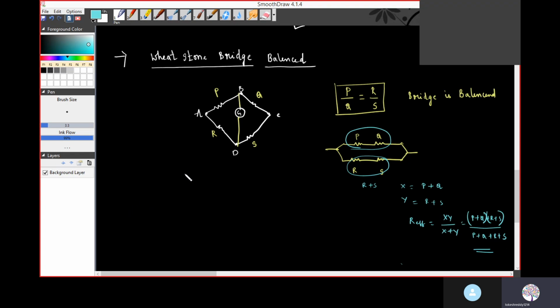All right. Now this is balanced. Sometimes it is unbalanced. How to solve the unbalanced Wheatstone bridge? By using the loop law we can solve this problem, but we will go with the shortcut.